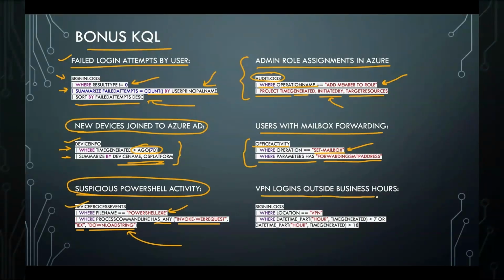Then VPN login outside business hours. So we can use the sign in log, and then location is VPN, where datetime part hour of time generated is not less than 7. So yeah, it is going to check the hours, from less than 7 hours to more than 18 hours.